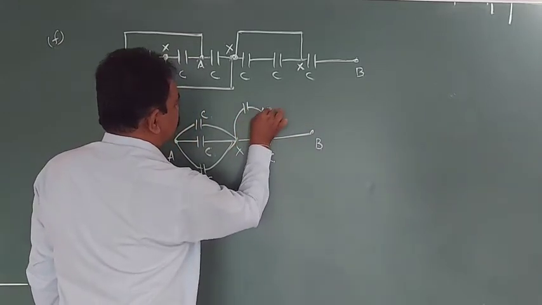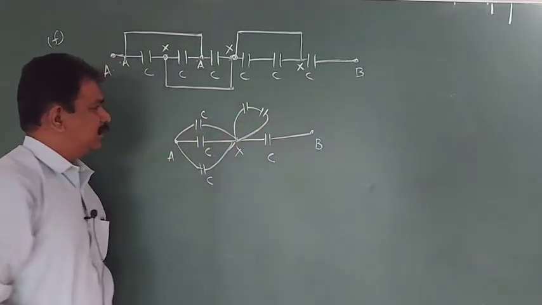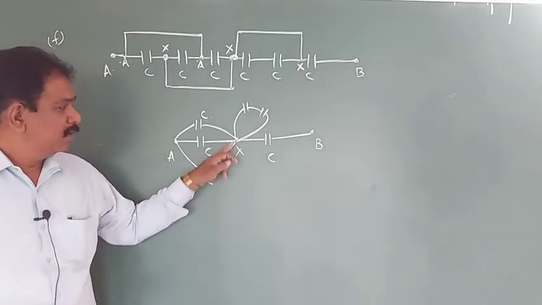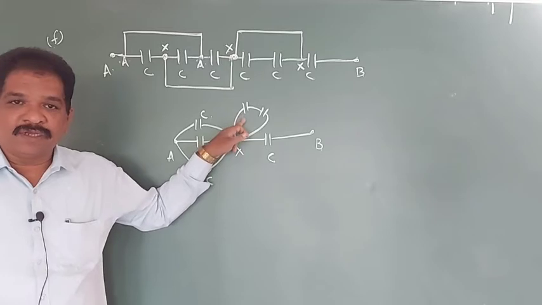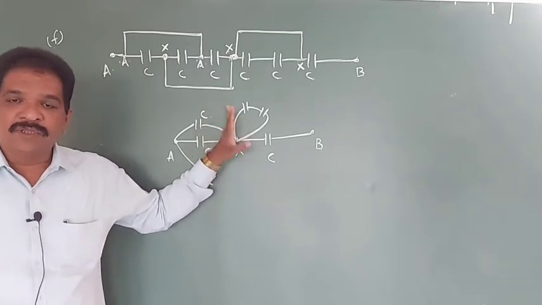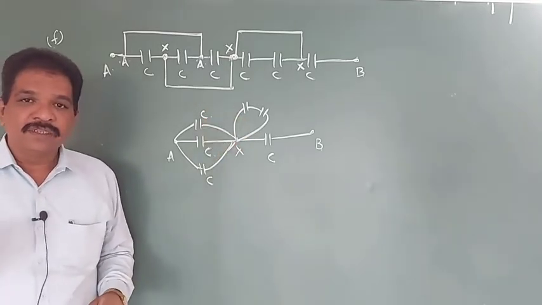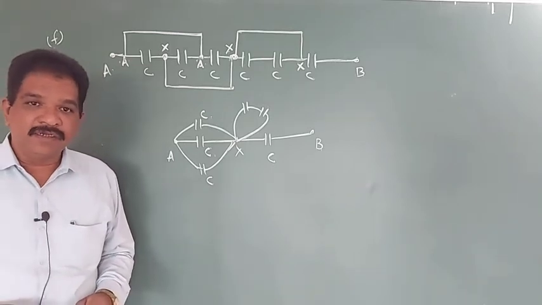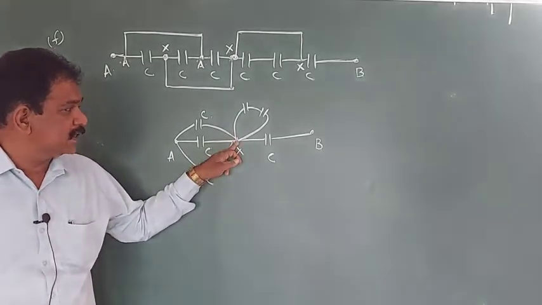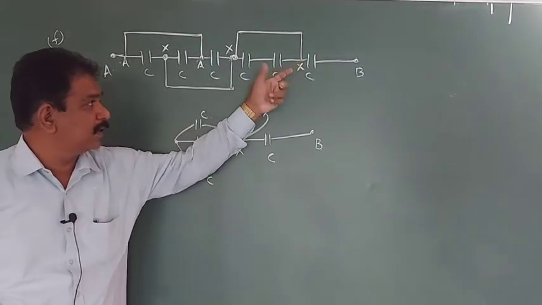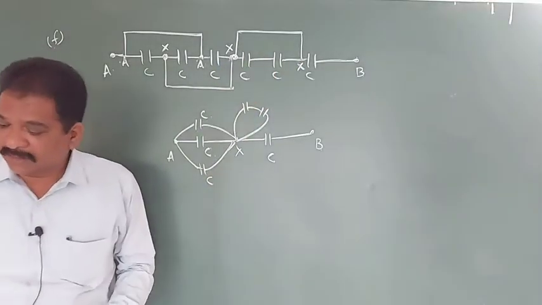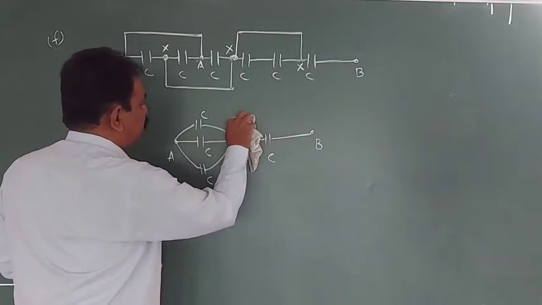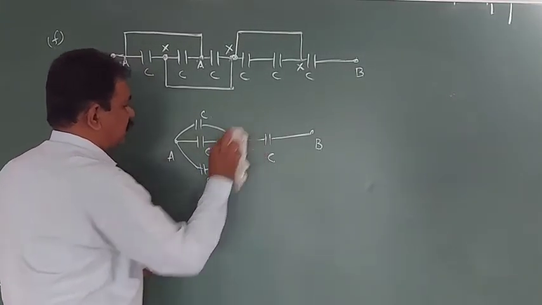X to X, two capacitors. If the capacitors are at the same potential, connected between the same point, then no charge will flow through them. That is called redundant. Redundant means they are connecting the same point. If the point is clear, these two capacitors will be ineffective, so there is no need to consider these capacitors.